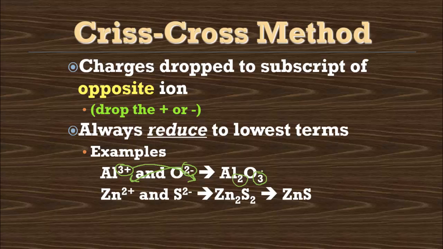In the next example here, you can see we reduced. So I had a positive 2 and a negative 2. I crisscrossed them, so 2 came down, 2 came down. So I had Zn2S2. Well, then I get ZnS. So I can cancel these two to lowest terms. Now, if there's one of things, we usually don't write the 1, so that's why we don't see it Zn1S1. If you write the symbol, it's going to be assumed that you have at least 1, so we don't write the 1s, we write anything higher.